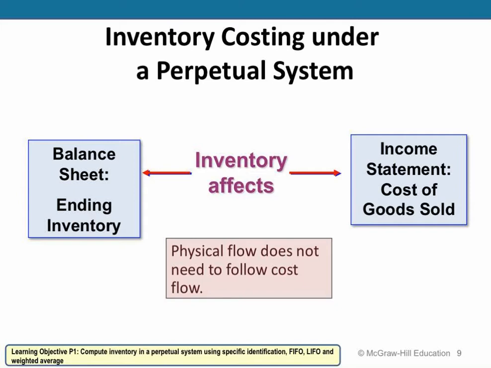But the physical flow of inventory, the physical flow of the items sold, does not need to line up with it. So in other words, if you sell the oldest first, you can still use LIFO. If you sell the newest item that goes into the warehouse first, you can still use FIFO.